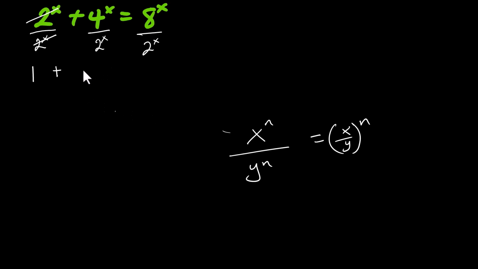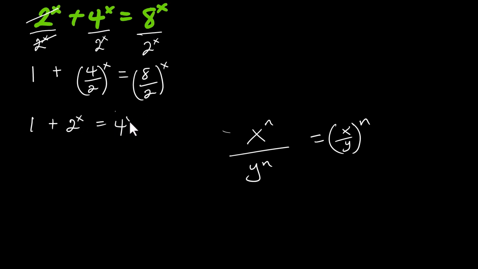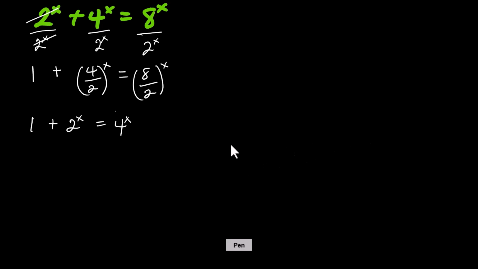So we can spot the same thing here: 4 over 2 all raised to x. We can do the same here, so we can reduce this. 4 on 2 is the same as 2, raised to x. 2 into 8 is 4. As simple as that. So we have 4 raised to x on 2 raised to x, then plus 1.